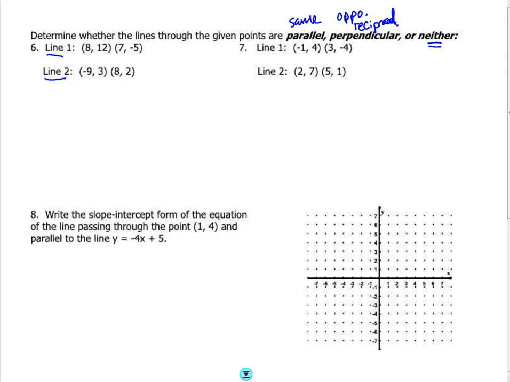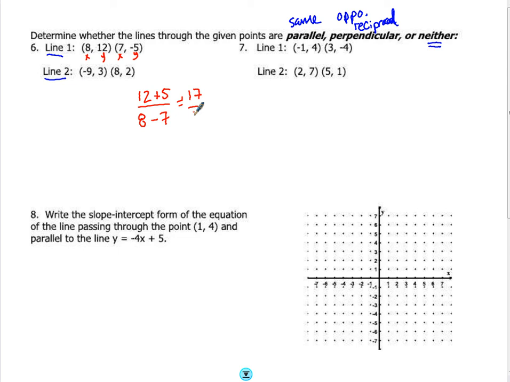Alright, so the first thing I'm going to do here with my red pen is find the slopes. I'm going to look at the x's and the y's. I'm going to take the difference of the y's, so y1 minus y2, minus a negative is plus, divided by x1 minus x2. Here 12 plus 5 is going to give me 17, and 8 minus 7 is 1. So the slope of line 1 is 17.